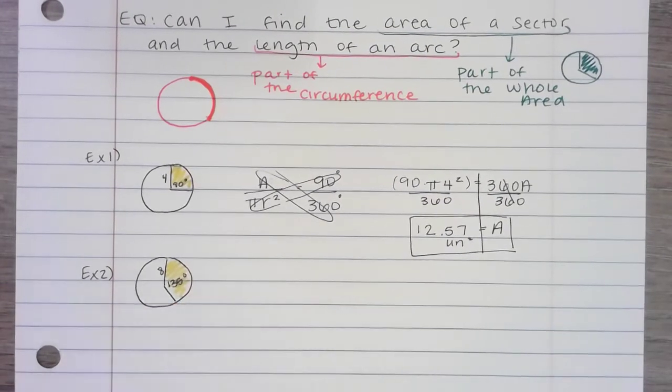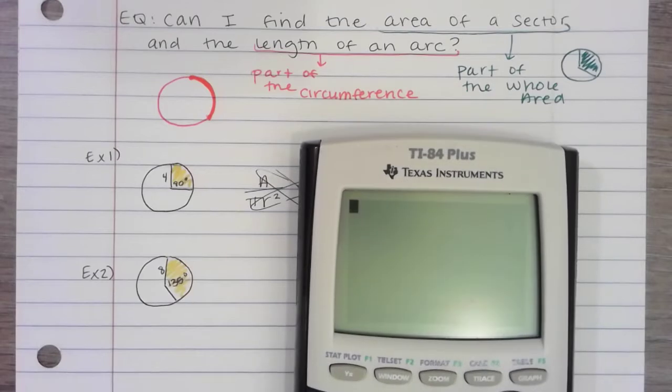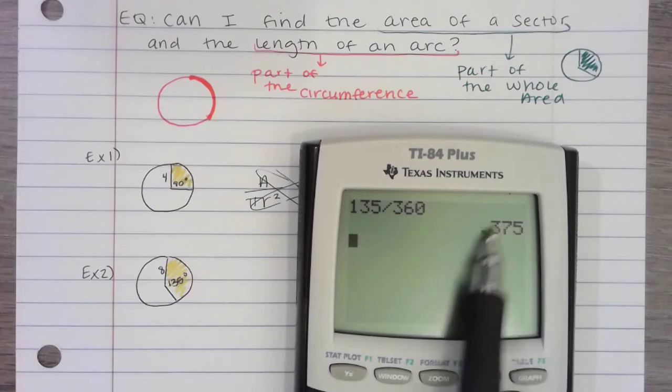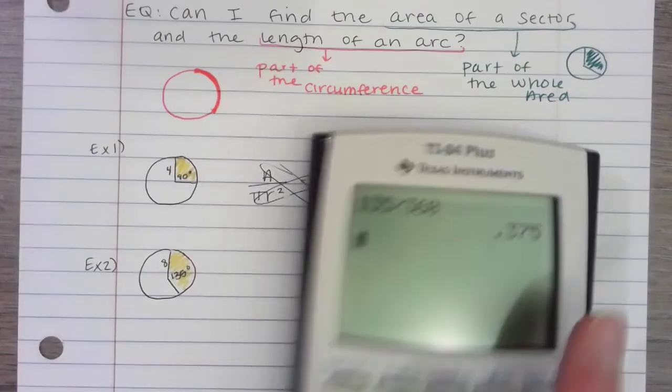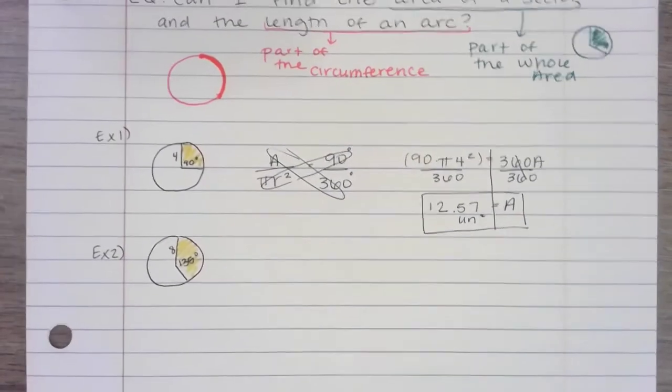Let's try this one. And again, if you wanted to find out what part of the circle 135 divided by 360 is, let's figure it out. If you wanted to do it this way, you totally could. 135 divided by 360, and you could take that percentage, that 0.375, and multiply it by the whole area. If I can find the whole area and multiply it by this, you will get the same answer. So you can totally do it that way. In fact, I will write that down for our second example.